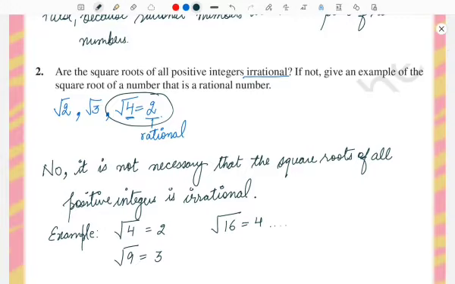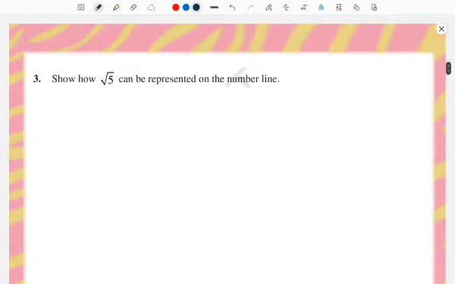Okay. Next we have here: show that root 5 can be represented on the number line. How can you show root 5 on the number line? Now we have to show root 5 on the number line. How are we going to do it?